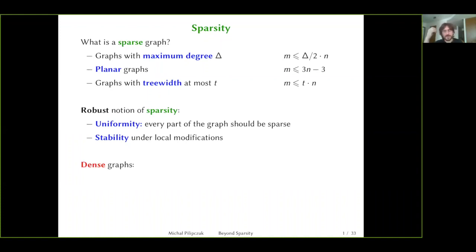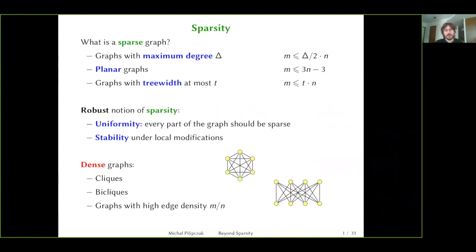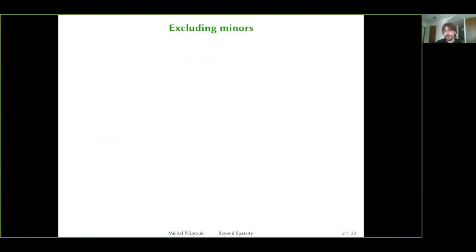Okay, so let's look at the other side of the spectrum. What should be dense graphs? Definitely, in any reasonable theory, cliques should be dense. They are as dense as a graph possibly can be. But also, say, bicliques should be considered dense. They have a quadratic number of edges, and therefore they should be excluded from a theory of sparsity. And in general, graphs with high edge density, like a high ratio between the number of edges and the number of vertices, should be considered dense as well.